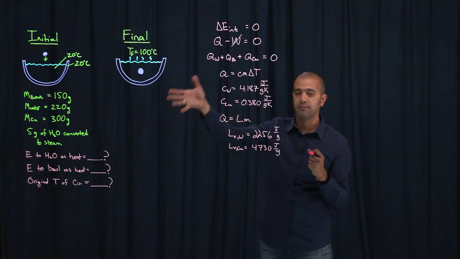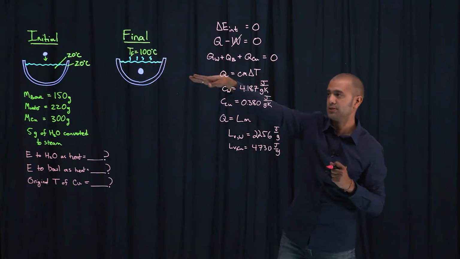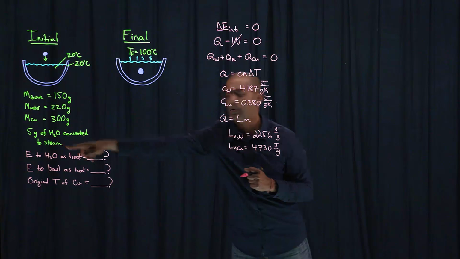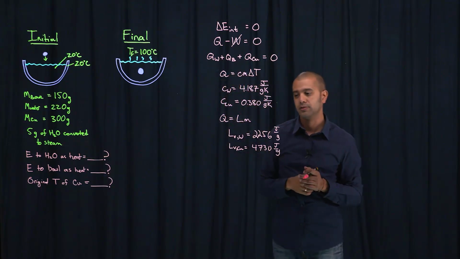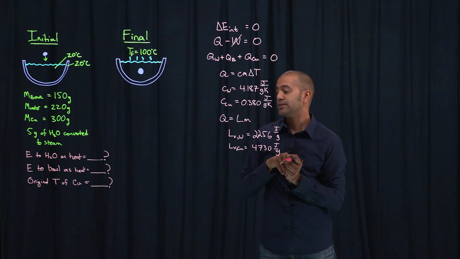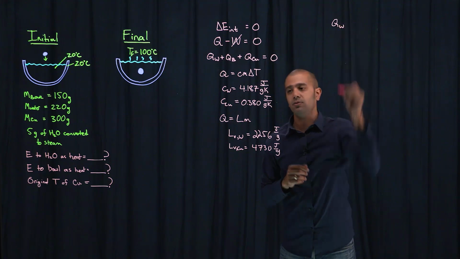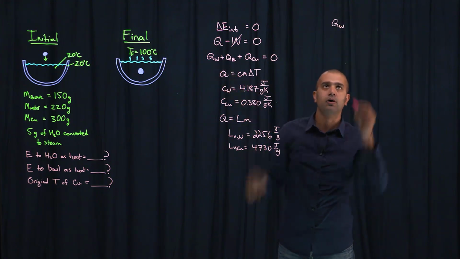We see in our situation we have both of these things going on. We have the temperature rising from 20 to 100 degrees Celsius, but also some of it changes phase from liquid to gas. So we're going to have to consider both of those. Let's go ahead and answer the first part of the question. It says how much energy is taken up by the water as heat. So I'll write down Q_W, which is what we're looking for here. How much energy is given to the water.